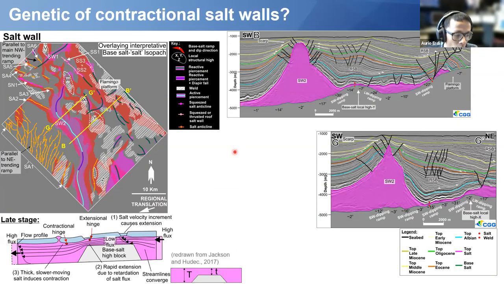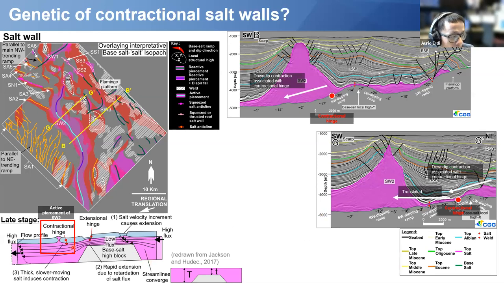And so how about the salt wall? We observe that the active piercement salt wall is located on the ramp down dip. The geometry is characterized by a rounded diapir, resembling active piercement due to shortening. Still in another cross section, the same salt wall is characterized by an arched roof above a banded crest, resembling contraction. The pointed diapir crest indicates that this diapir was previously a reactive diapir.